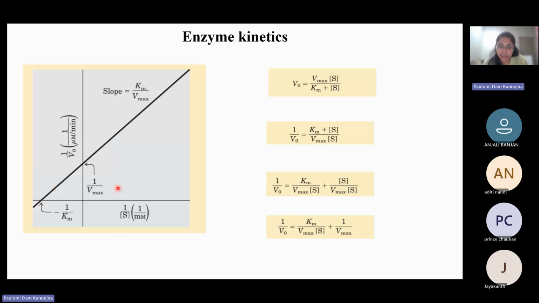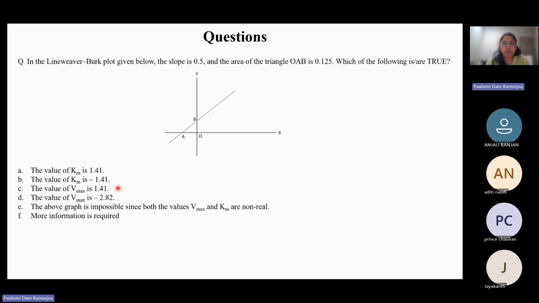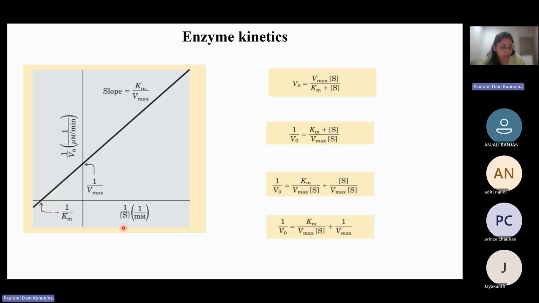The first numerical, let me put it back to you. You have a slope here, given as 0.5. This is the Michaelis-Menten equation in straight line form, called the Lineweaver-Burk plot. The slope here is 0.5. The area of this triangle, where this is 1 by Vmax and this is 1 by Km, is 0.125. We have a set of answers, which are the values of Vmax and Km. Let's not look into the answers yet. We'll come to the answer as soon as we solve the equation.